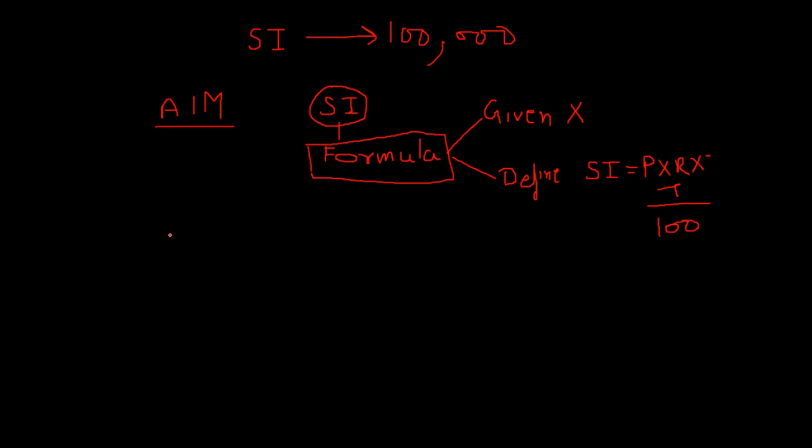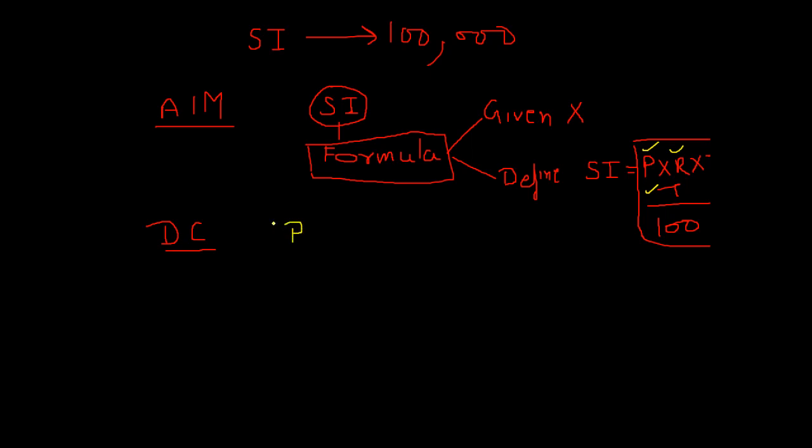Now the next part of our logic building is data collection. We know that this is our formula for finding the simple interest. Now we have to find the values of all those variables which are on the right side of this formula. That means we have to find the value of P, R, and T. Let us see how we are going to collect this data.